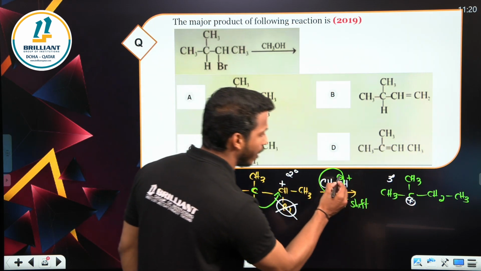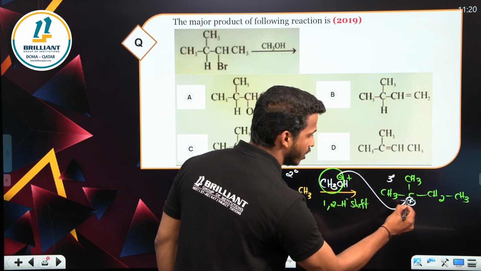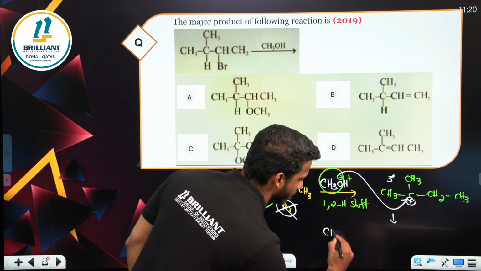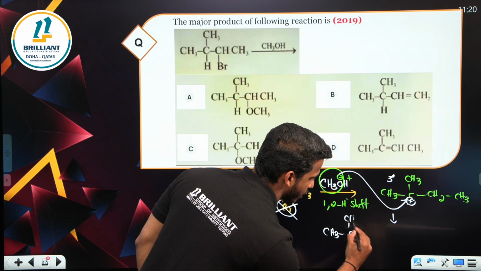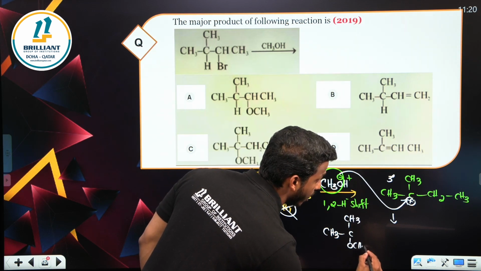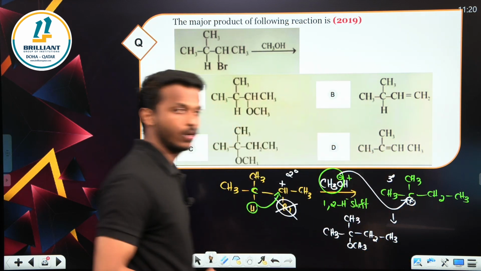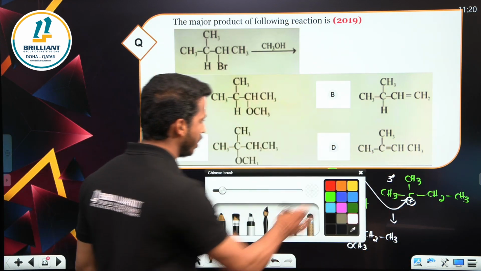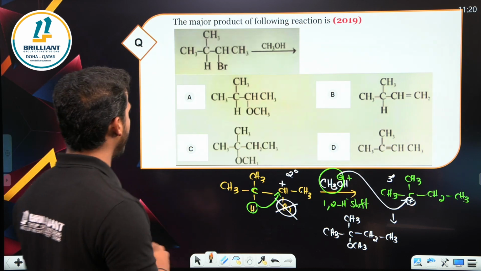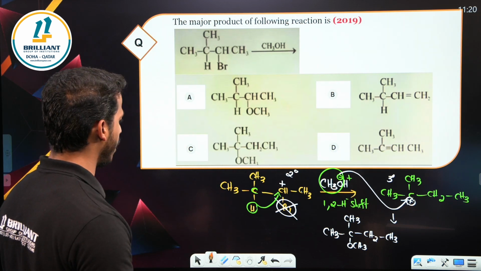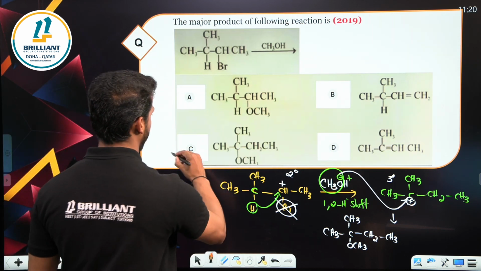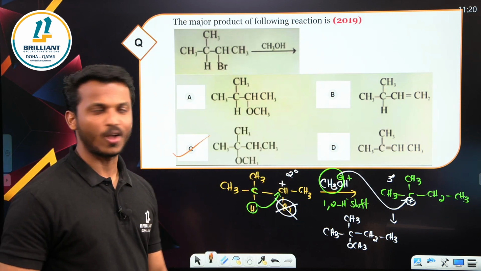Now where will the nucleophile OCH3 attack, dear all? On this carbon. You will get the product CH3, CCH3, OCH3 and CH2, CH3. This is the product, yes or no? So this product through the SN1 mechanism, CH3, CCH3, OCH3, CH2, CH3, is option C. Clear, all of you?